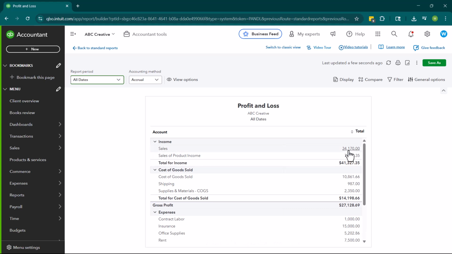Okay? And if we have income in various accounts, it will be broken up into these various accounts. So you can see here I have sales, and then I have sales of product income. So maybe I rename the service or something along those lines, or service income, and then sales of product income. So I know that I made the majority of my money from services rather than selling products. So that's one way to kind of look at it. You can rearrange this however you see fit.